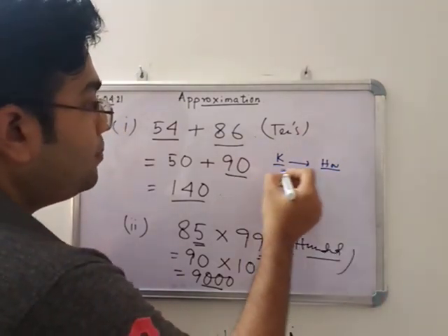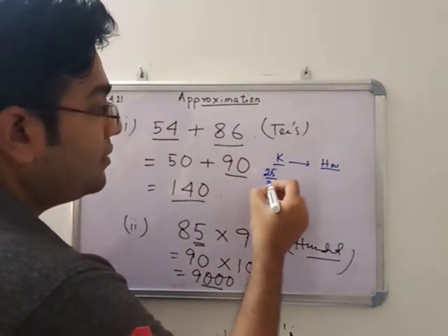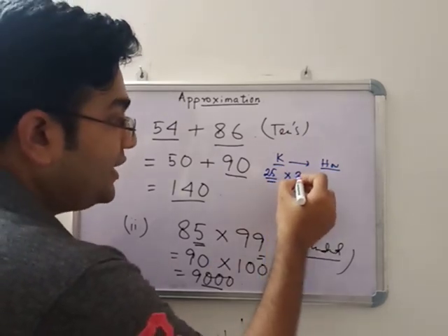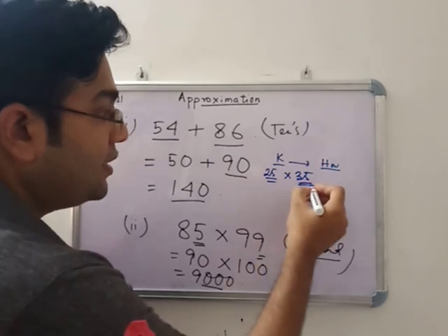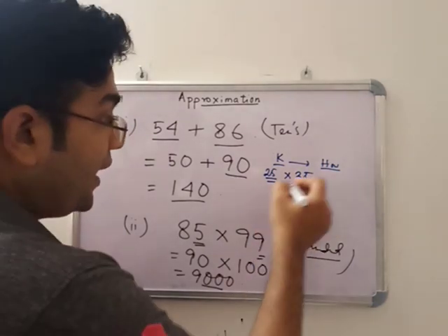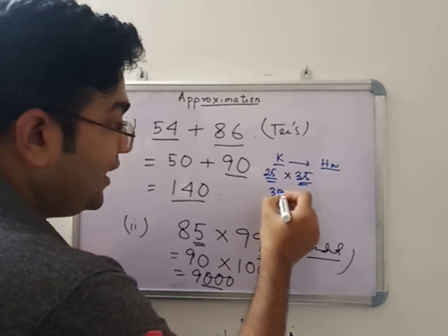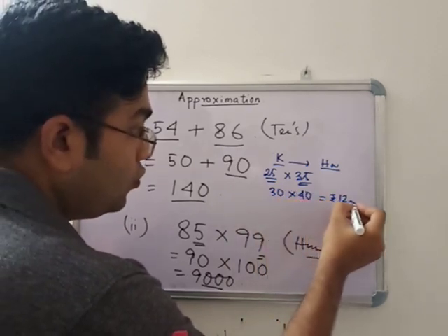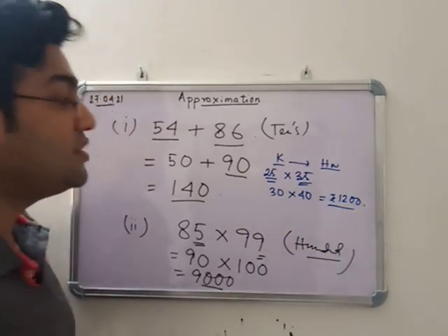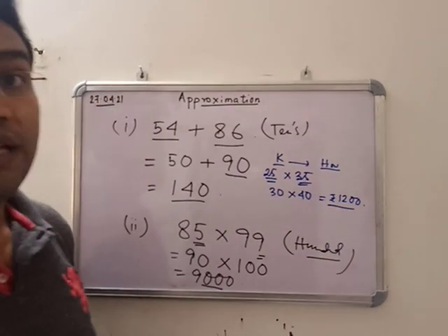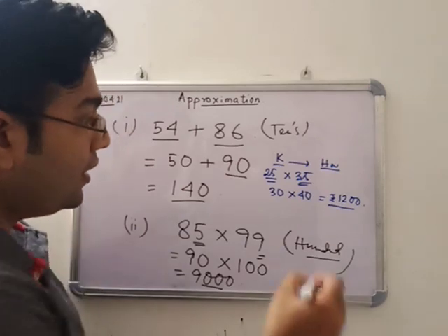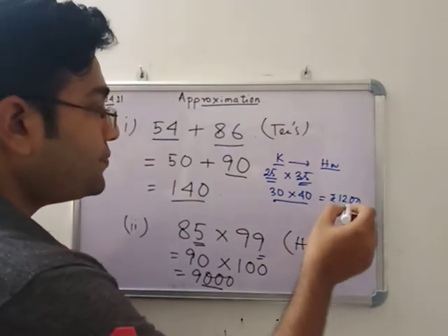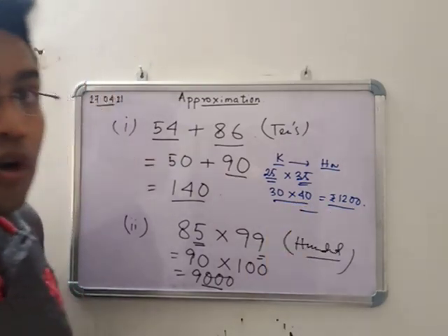If 25 passengers are there and the rate is 35 each, then you have to calculate. This is 30 into 40, that means rupees 1200. So this is the approximation we need here. Okay, this is the approximation needed here. Note it down already.